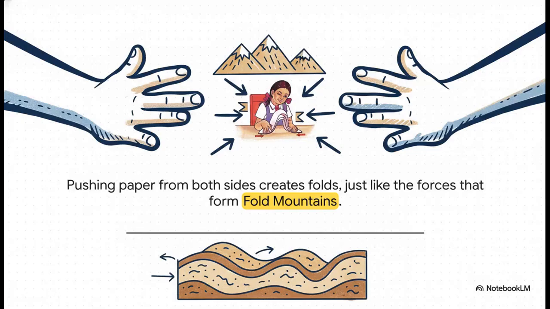This is such a great way to think about a pretty complex idea. Just imagine the Earth's crust is like this sheet of paper. Now, if you push it from both sides, what happens? It buckles and folds upwards, right? It creates these little peaks. That is exactly how fold mountains are formed.